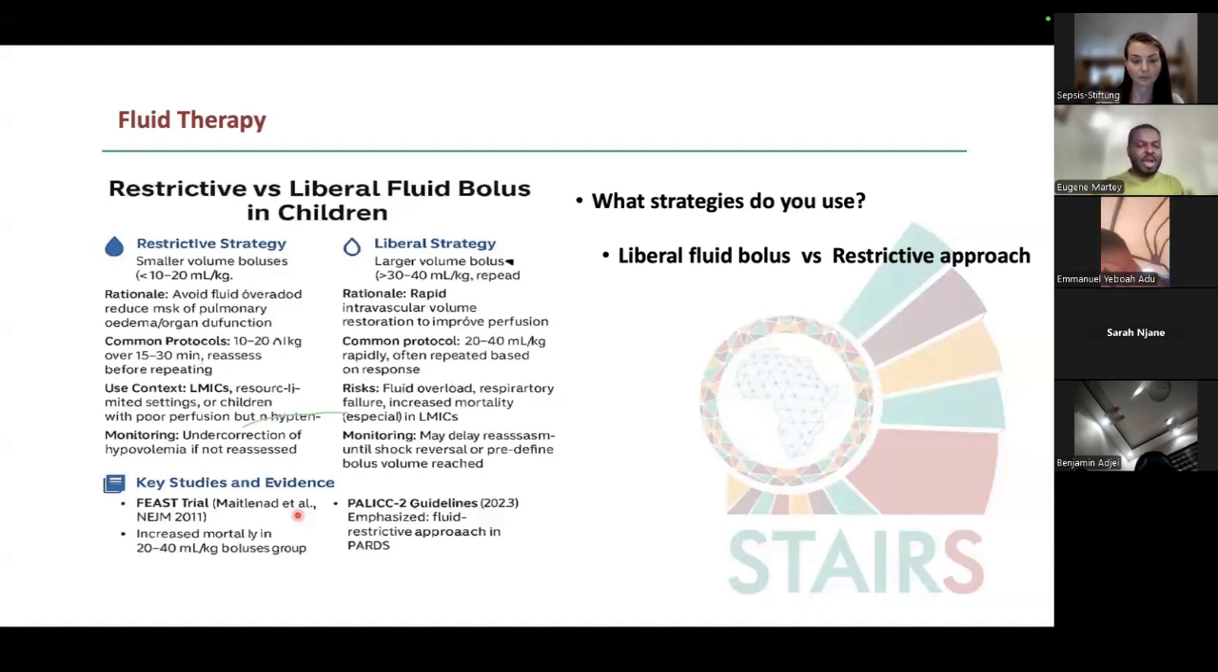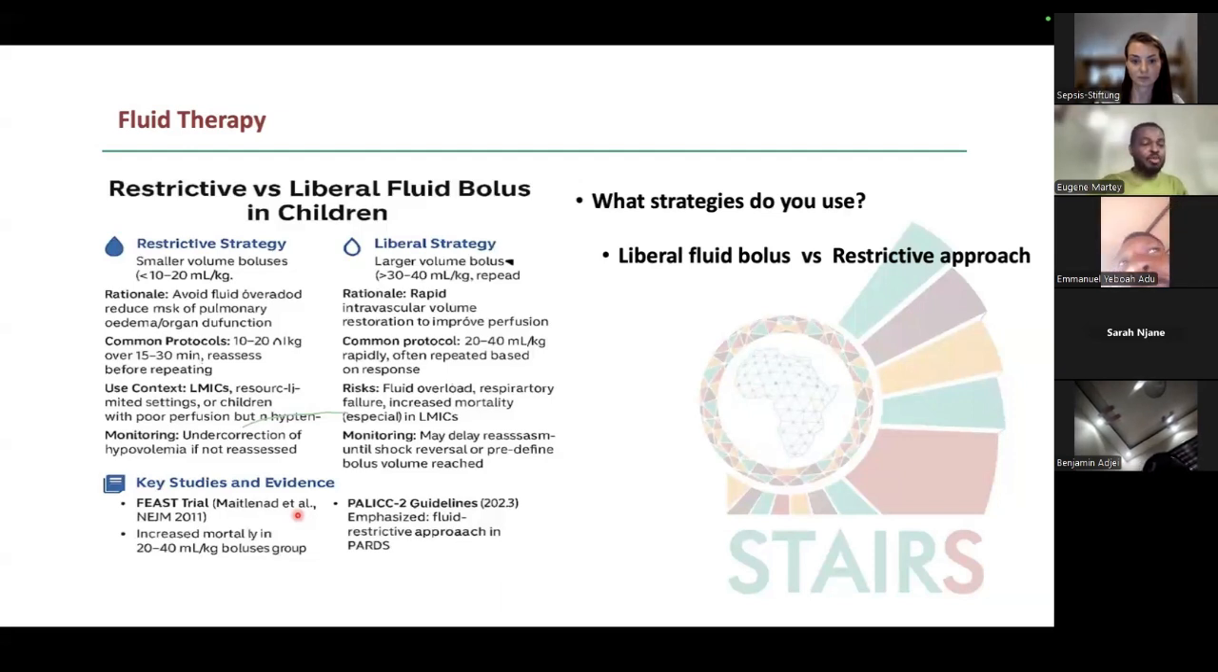Now, the reason why the liberal strategy was proposed is that most of the recommendations were based on high income countries or on settings where there are adequate ICU resources. And therefore, even if you tip a child into fluid overload, you have ICU to support. You can adequately ventilate these patients and take over the respiration. In our setting, ICU is limited, so you are better off doing the restrictive approach.